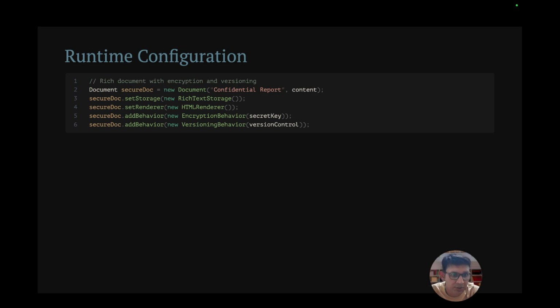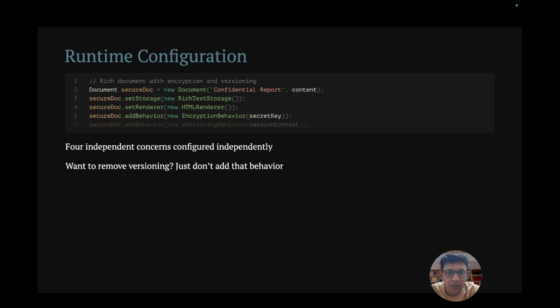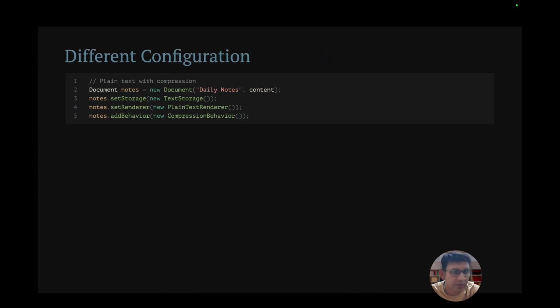Now, if you want to remove versioning, just don't add that behavior. If you want to add compression, you add a compression behavior. The document class never changes. Now, here's a completely different configuration: plain text storage and rendering, compression behavior, no versioning, no encryption, same document class.